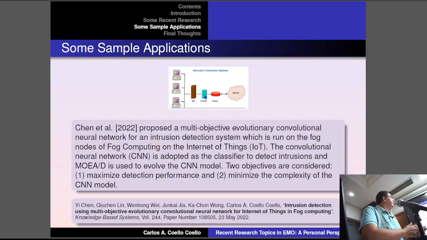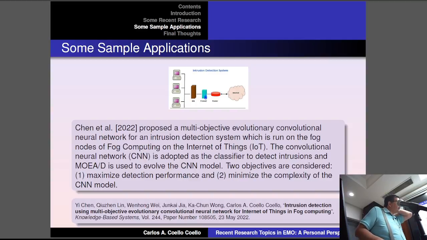Okay, so I will give you some examples of applications. There are, of course, many applications of EMO. So as you can see, it's actually useful for something. This is a paper with some collaborators from China in which a multi-objective evolutionary convolutional neural network was proposed for an intrusion detection system. This runs on fog computing on the Internet of Things.